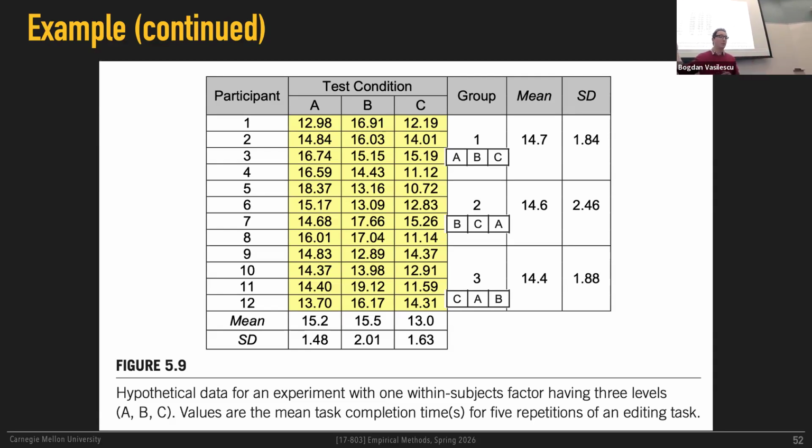And then you can see also how the participants were assigned to these different sequences. You know, group one, the first four participants did ABC, group two, the next four did BCA, group three did CAB. Okay, so that's just the data tabulated from the experiment. These are the times it took them to do the average times it took them to do the 5 tasks in that particular condition. Okay.